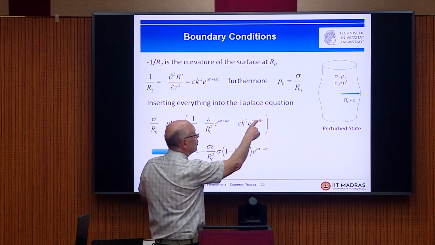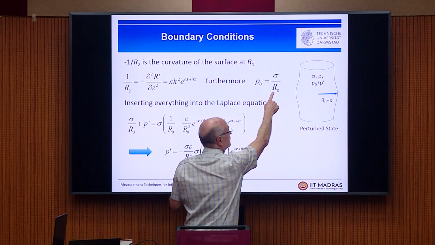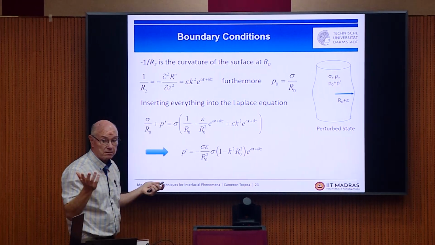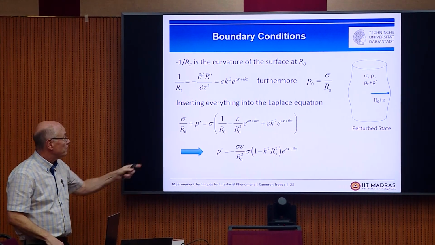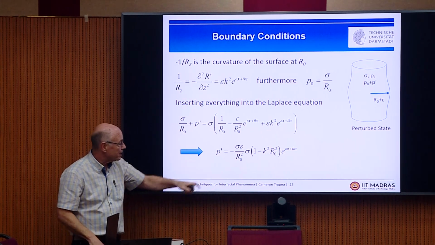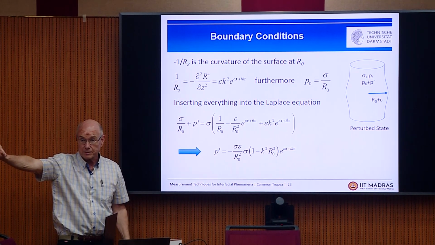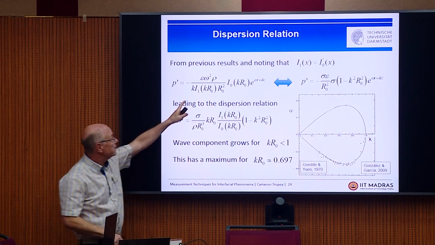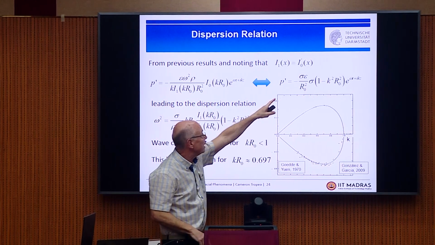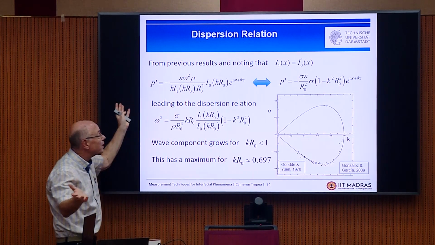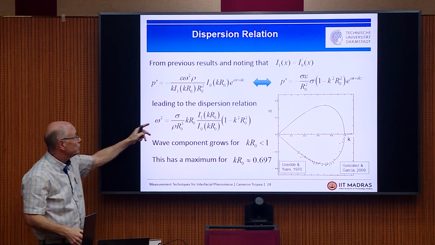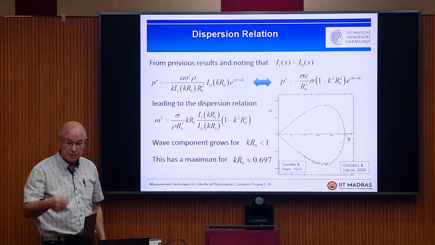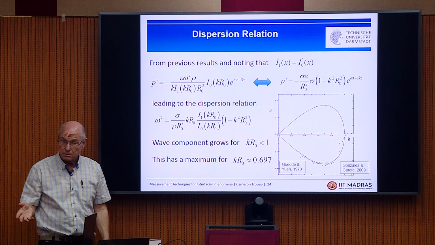We know P0 in the case of no perturbation. That's simply the Laplace equation for a cylinder. So we can put it all in here and get P prime, and that's one equation we have for P prime. The other equation came from before. P prime has to be the same, so we can equate the two, and if we do that, we get that equation, and that's what's called the dispersion relation.